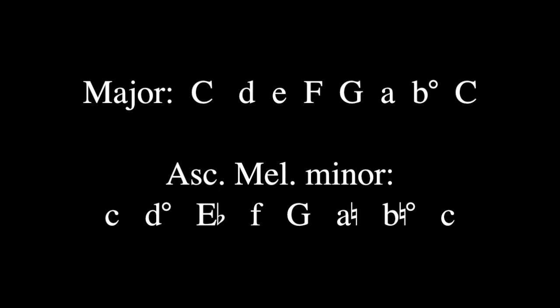So C minor, D is going to be diminished. E flat is the relative major, F minor, G is the dominant. Now we need A natural and B natural, still diminished triad, and we're back to C. So the only difference between the major scale and the ascending melodic minor is that the third has a flat on it. The third has been lowered a half step.